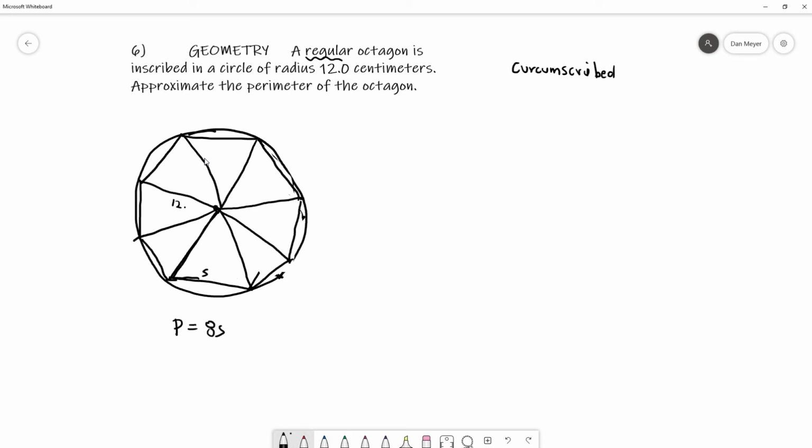And so, well, it's not a right triangle. There's a triangle where I know 2 of the sides, and I'm trying to find the third side. Two of the sides are the radius, 12. And the other side is the side I'm trying to find. Like I said, it's not a right triangle. And so we're not able to use anything that we know yet.